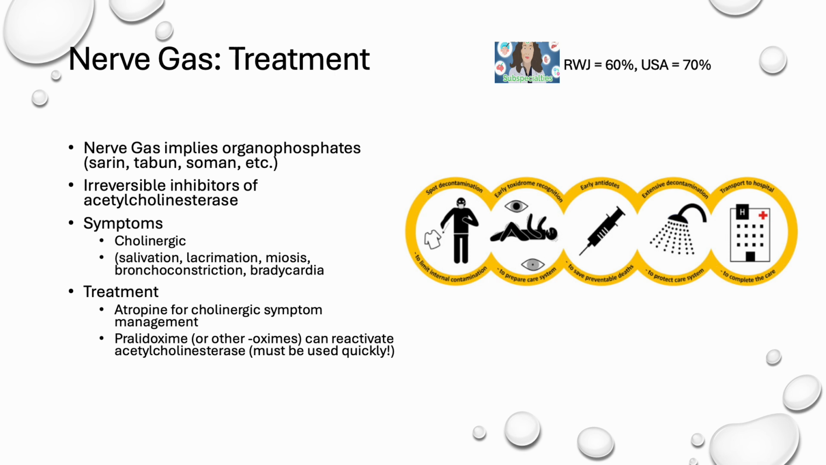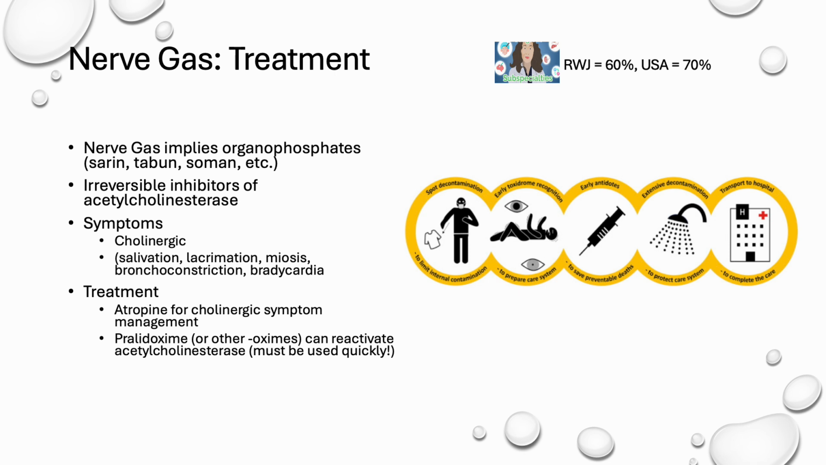Now, treatment of nerve gas poisoning includes atropine. This is mainly for management of the above symptoms, and pralidoxime or any of the other oximes. And it's important that this medication is used as quickly as possible because as acetylcholinesterase becomes more and more inhibited, you need more and more pralidoxime to overcome this inhibition.